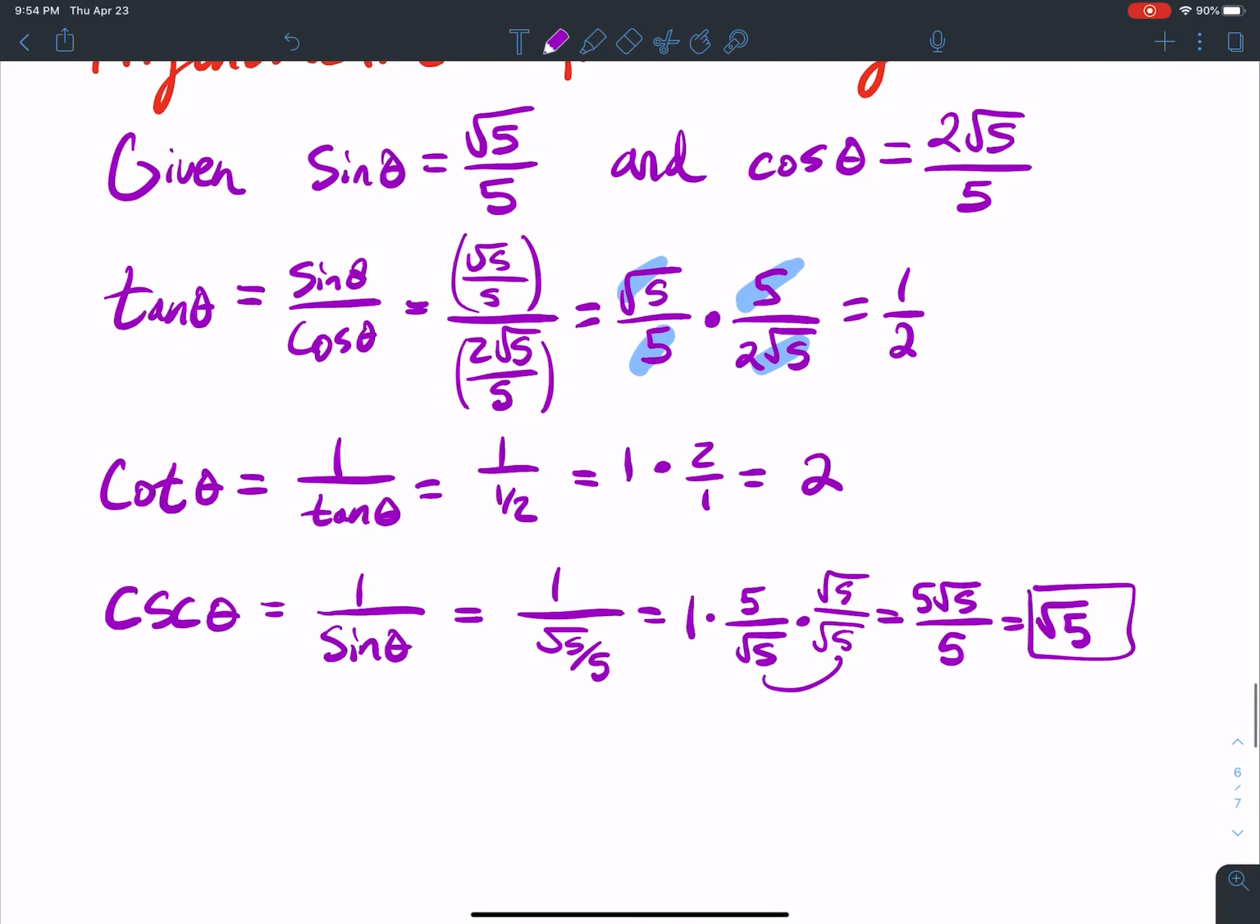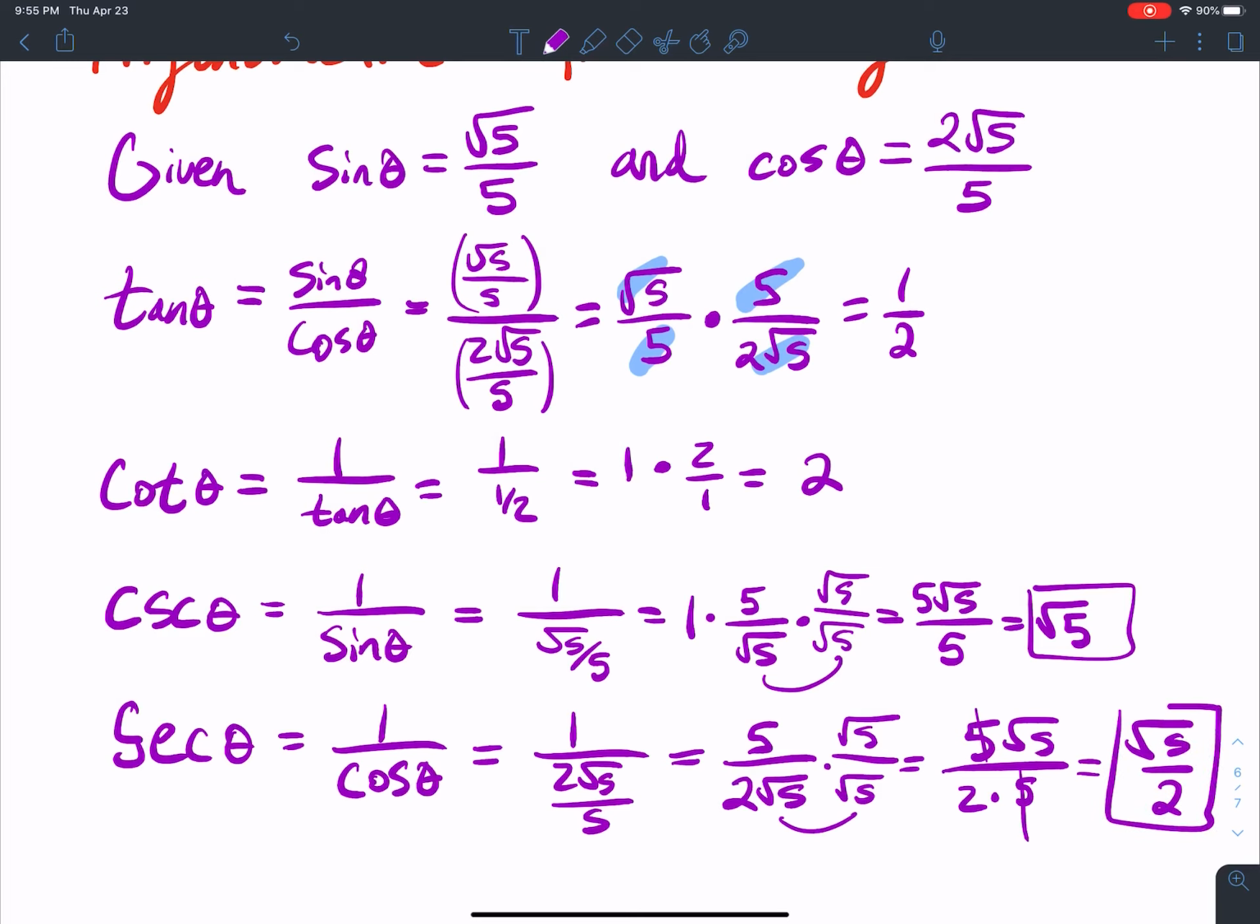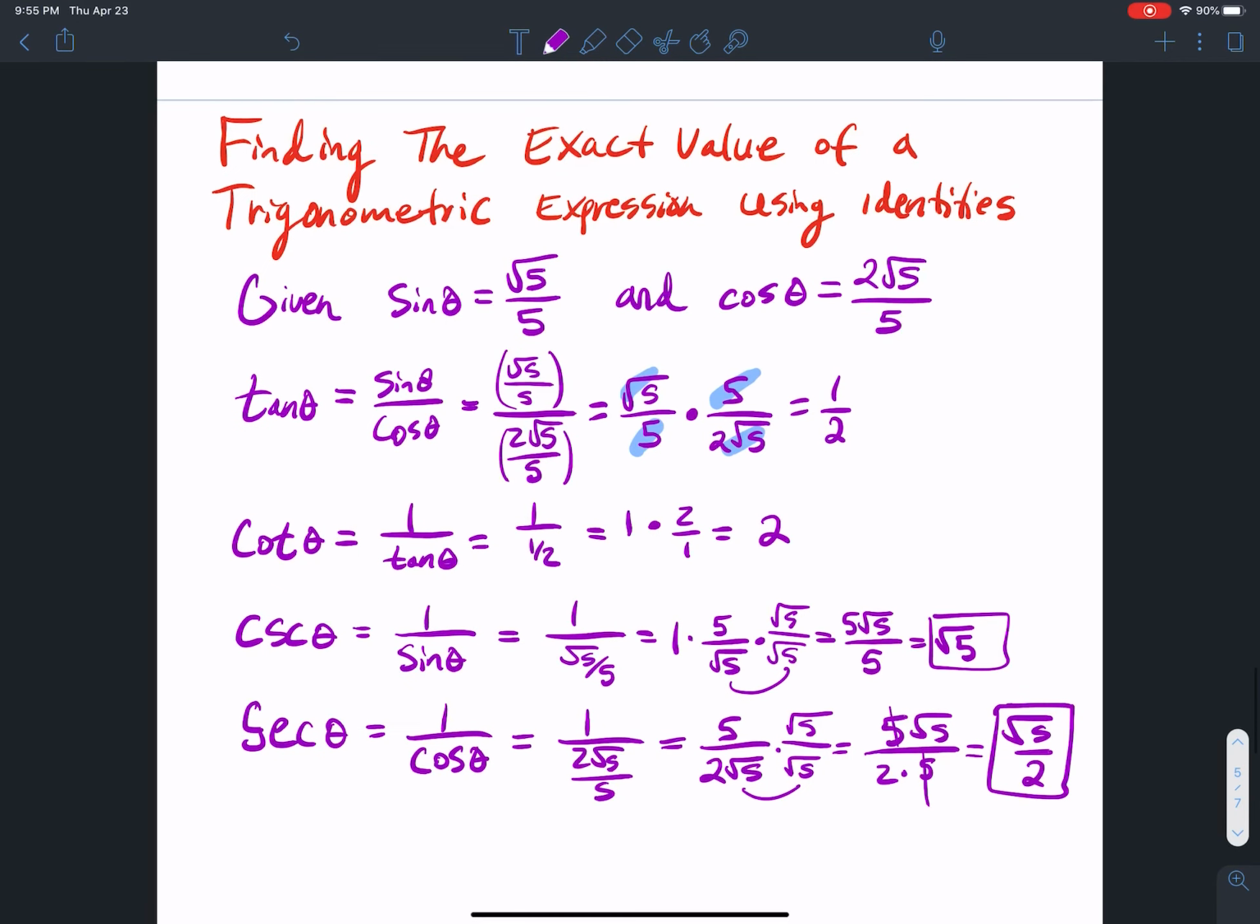Okay? The last one is secant theta, which is another reciprocal identity. It's the reciprocal of cosine, so that's 1 over 2 square root 5 over 5, which using keep, change, flip gets you 5 over 2 square root 5. Multiply top and bottom by square root 5. I get 5 square root 5 over, okay, that looks like 2 times 5, and so the 5's cancel, and I get square root 5 over 2. Okay? So that's for that first type of problem.